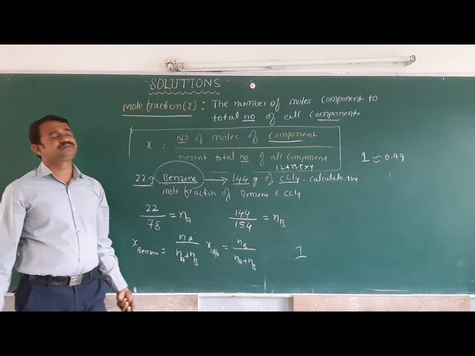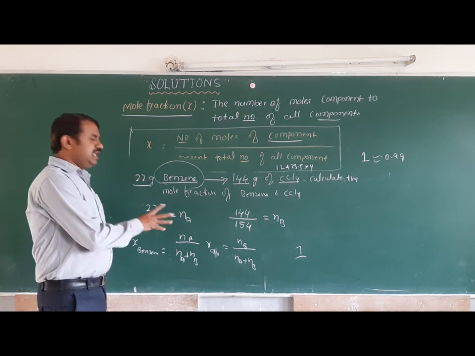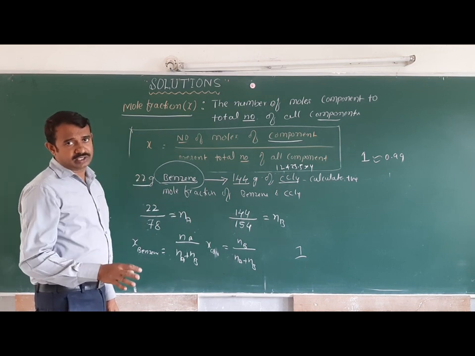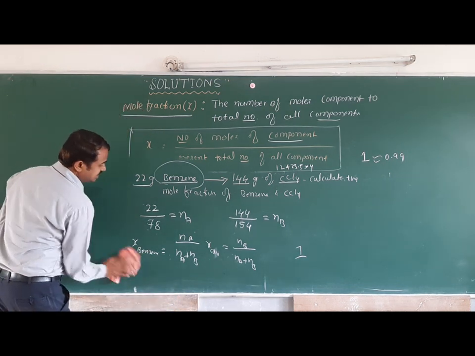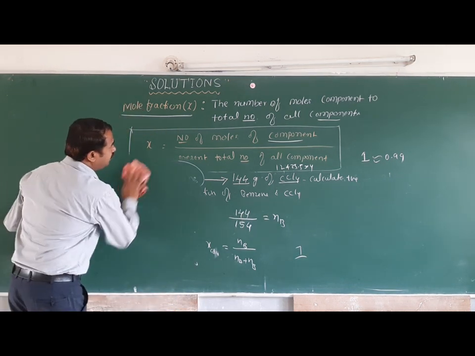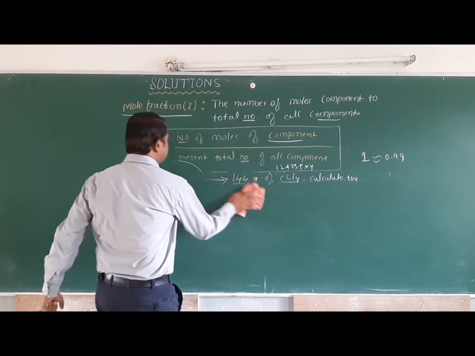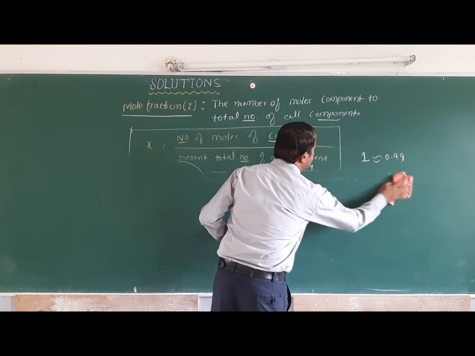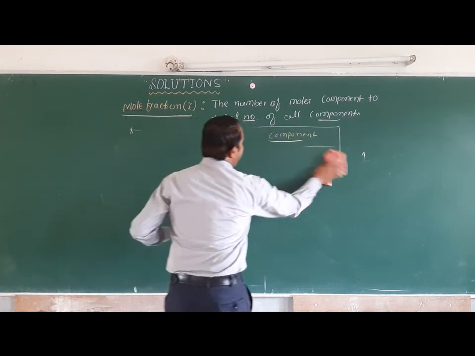You can easily calculate the mole fraction of any compound, solute or solvent, even if there is more than one component. This is the mole fraction. What is mole fraction? The number of moles of a component present in the total number of moles of all components is called the mole fraction. The symbol of mole fraction is X.